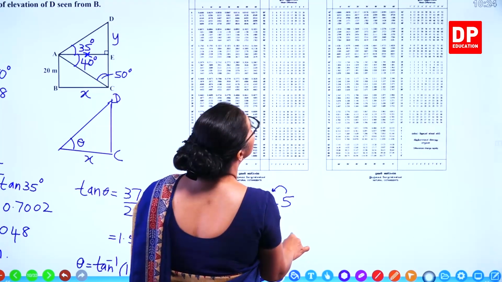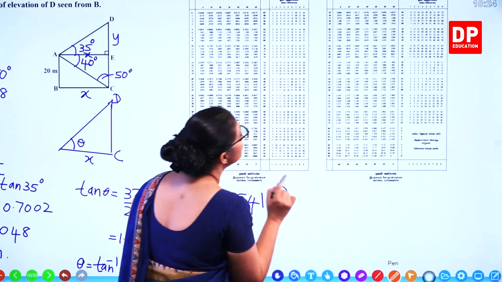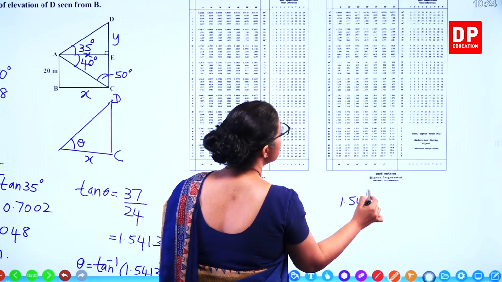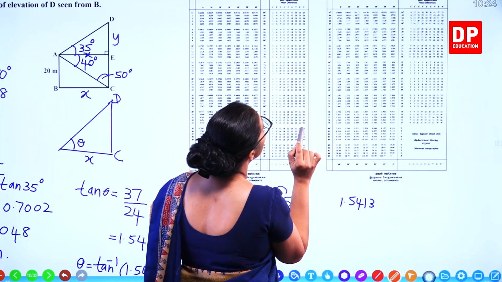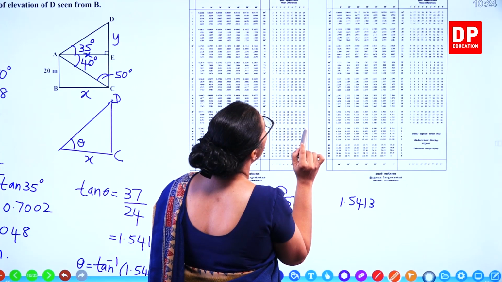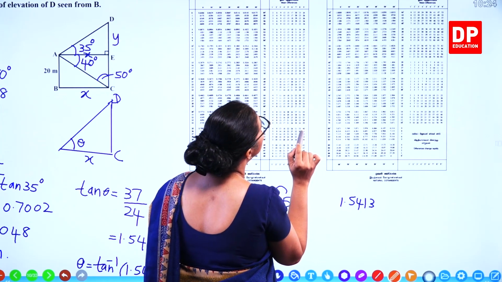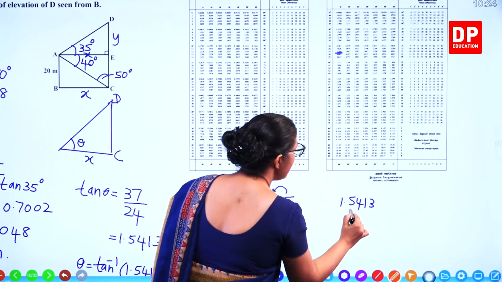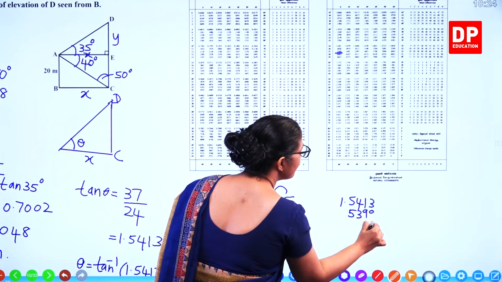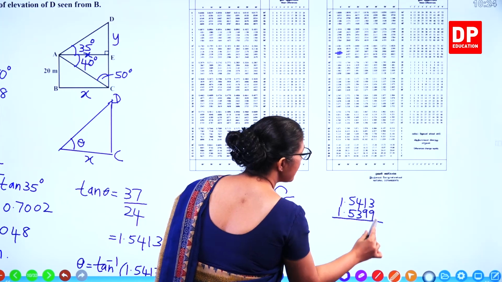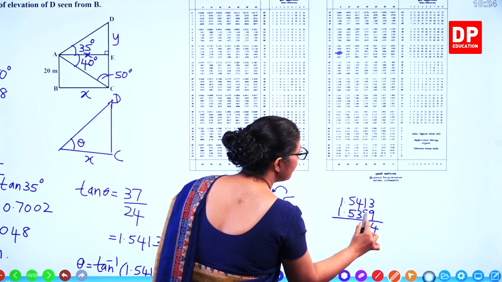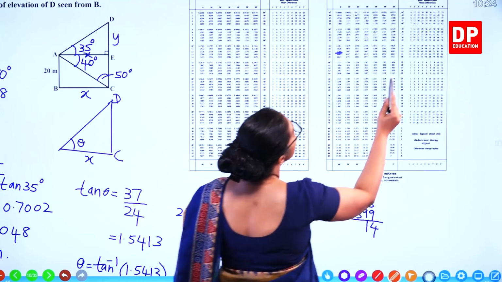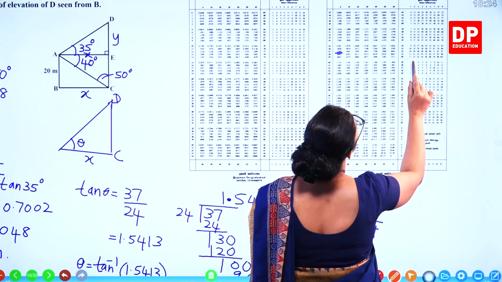1.54. We need 1.5413 here. See, 5399 there. Subtract. So we need 14 from here.